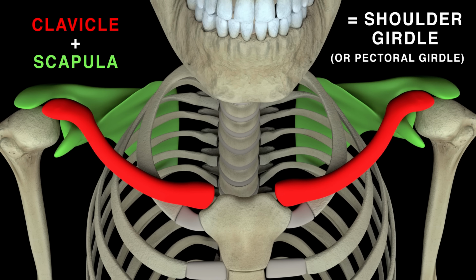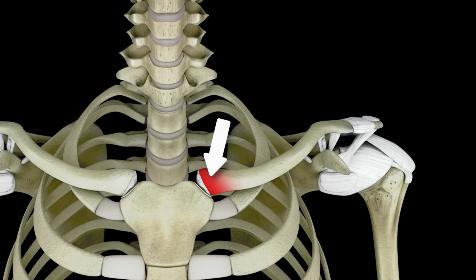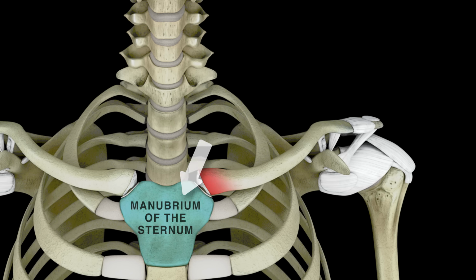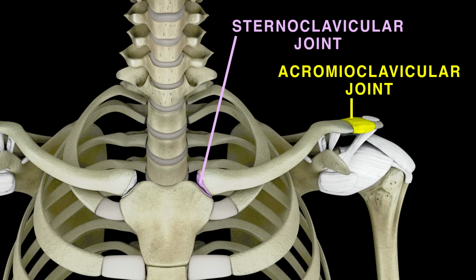The clavicle forms the anterior portion of the shoulder girdle, which serves to connect the arms to each side. The shoulder girdle also transmits physical impacts from the upper limb to the axial skeleton, which includes bones of the head and trunk. At its medial end, the clavicle articulates with the manubrium of the sternum at the sternoclavicular joint. At its lateral end, the clavicle articulates with the acromion of the scapula at the acromioclavicular joint.